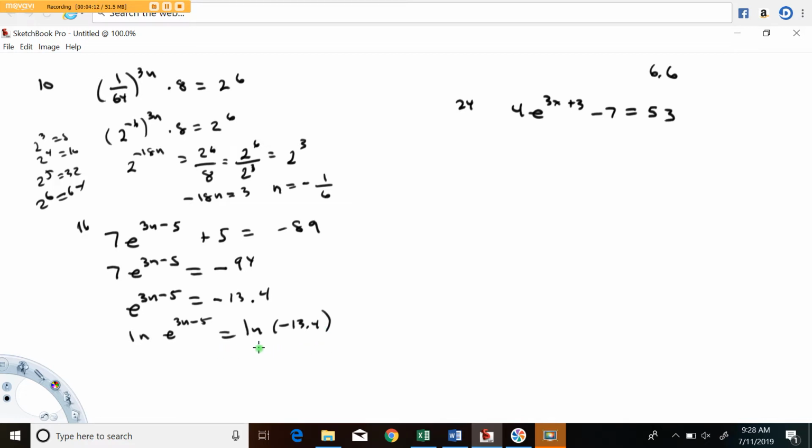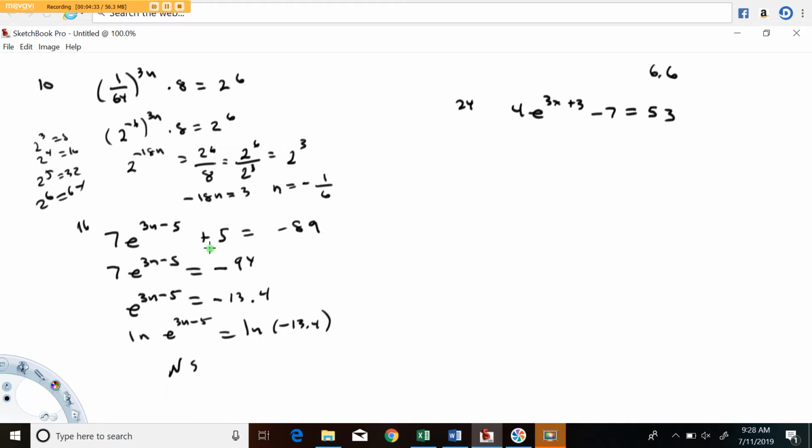So this is not defined, and I would say there's no solution to this thing. I'm going to take a moment here and look it over, make sure I didn't make a mistake. Did I copy it down right? 7, 3n, negative 89. Yep, that looks right.